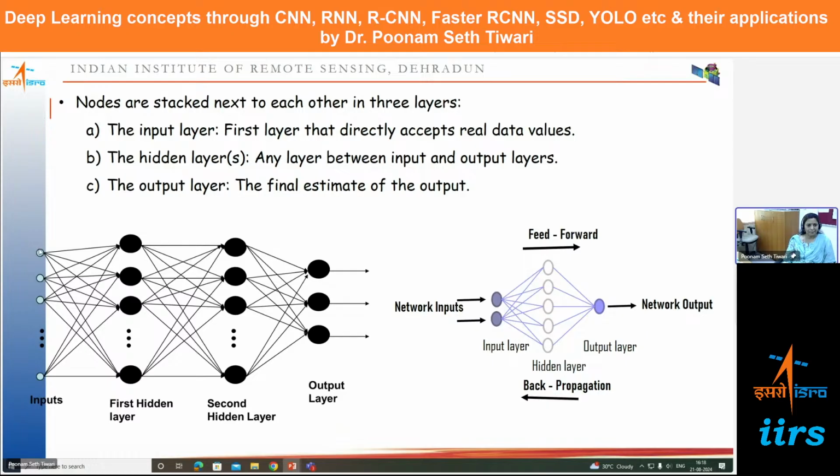Each neuron is connected to all the neurons in the successive layer. So you can see this neuron is connected to all the neurons in the next layer. The first neuron is connected to all the neurons in the second layer. Like this, all the neurons are connected to all the neurons in the next layer, and the connections are the weights. We call them weights.